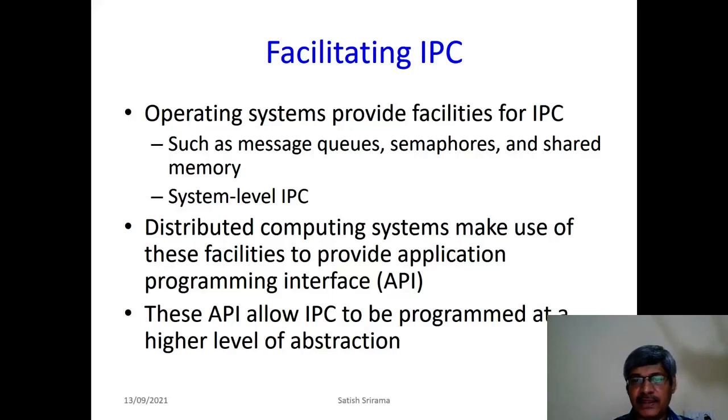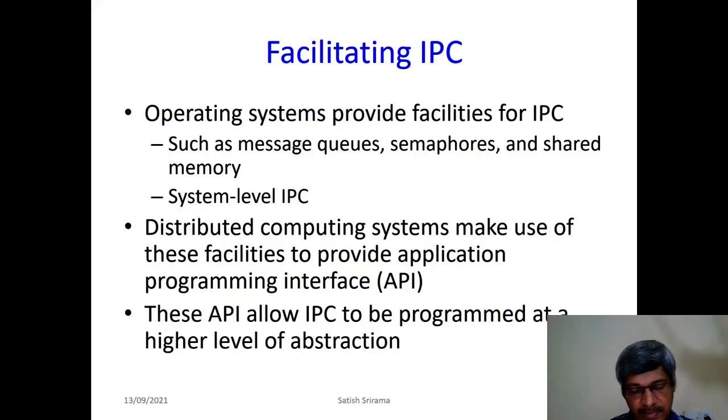When IPC is provided at this level, it is called system level IPC. You can develop applications using system level IPC, but then you are tweaking the very basics of the services provided by the operating system. Most often, for building distributed computing applications, you will not do that. Rather, distributed computing systems make use of these facilities to provide application programming interfaces, APIs, and while you develop your applications, you will be using those APIs.